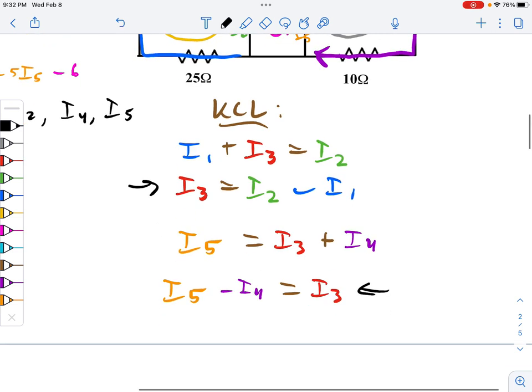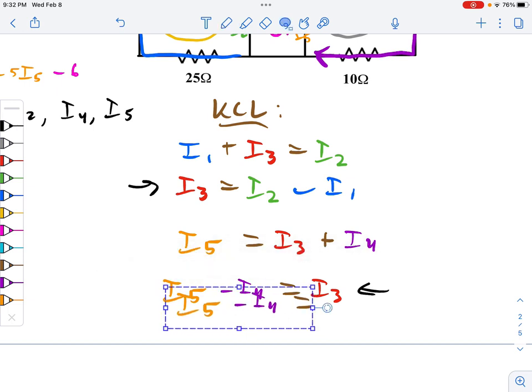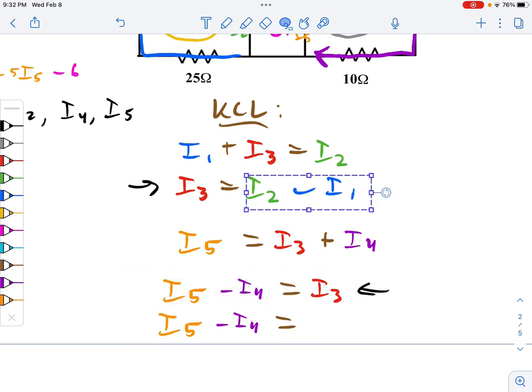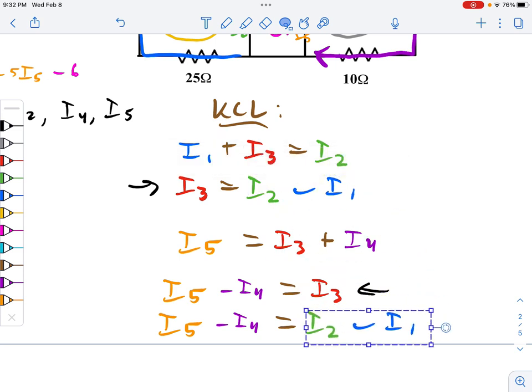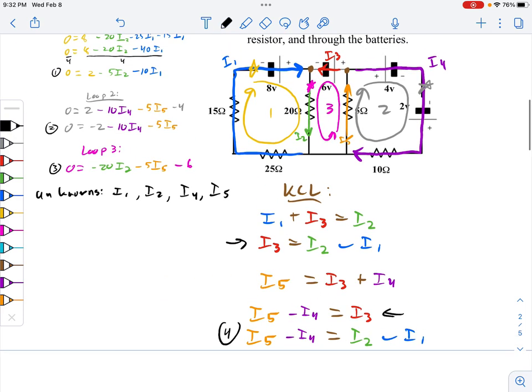Okay, those two things both equal I3, which means we get to set them equal to one another. So that, which equals I3, is equal to that. All right, and now I've got another equation with I1, I2, I4, and I5. That's my equation 4. So now I'm staring at 4 equations and 4 unknowns.